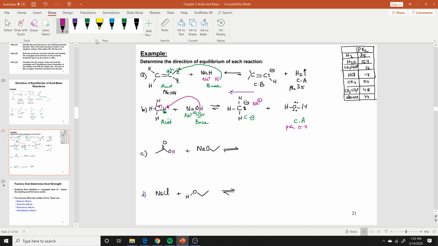For this acid over here, for the CH4, the pKa is equal to 50. Now this is going to be the weakest acid. This is going to be the stronger acid. So the direction of equilibrium is away from the stronger acid. So the direction of equilibrium is going to be towards the reactants. This means that the reaction needs to be flipped. You cannot write it like this. Okay? So another example over here.